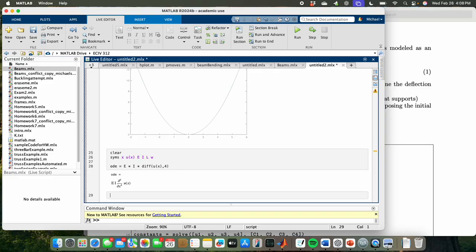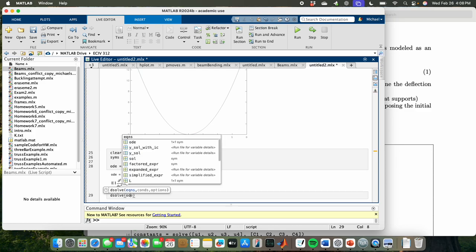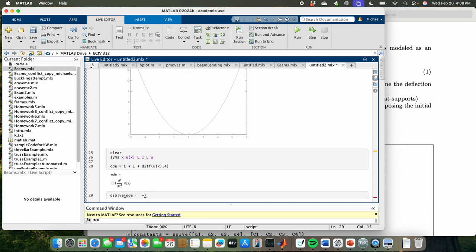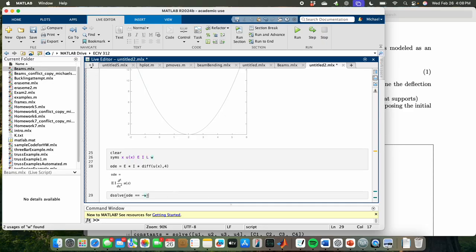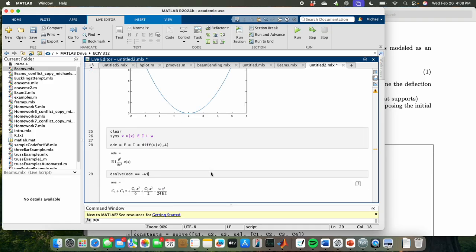And then we're going to use dsolve. Dsolve, my ODE equal to negative W. That should give me an answer. Again, you're trying to solve for U as a function of X, and this equation, the way it's written right now, is that solution. Or sorry, that's the answer to that fourth order differential equation.